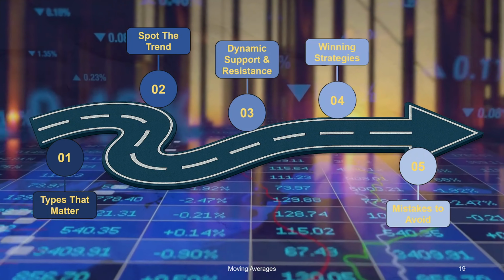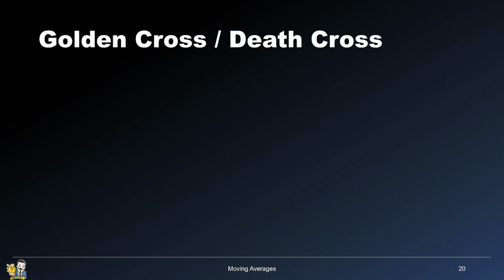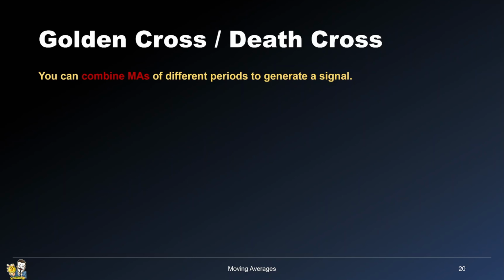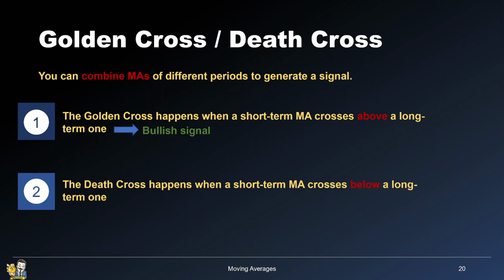Let's now talk about winning strategies that involve moving averages. The first one is the Golden Cross and Death Cross strategy. It involves combining moving averages of different periods to generate a signal. The Golden Cross happens when a short-term MA crosses above a long-term one. It's a bullish signal. On the other hand, the Death Cross happens when a short-term moving average crosses below a long-term one. That's a bearish signal.